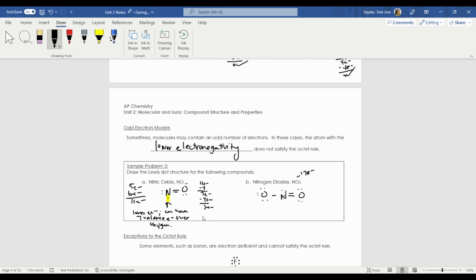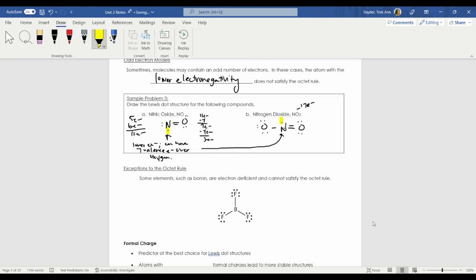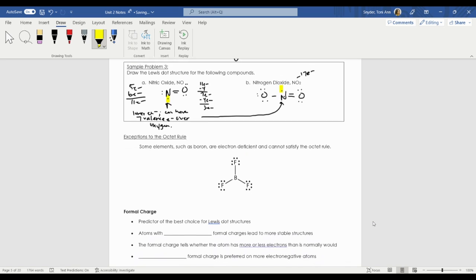So same thing goes for here. Because this nitrogen has a lower electronegativity than oxygen, it has the ability to have only one electron, so an odd electron there. And that's because it doesn't want its electrons as much as oxygen does because it has a lower electronegativity. I'm not sure if you're going to see that. This might have been on an old AP exam, but I like to put it on there just in case you do see it. Always put that last electron on your lower electronegative element if it's an odd electron model.